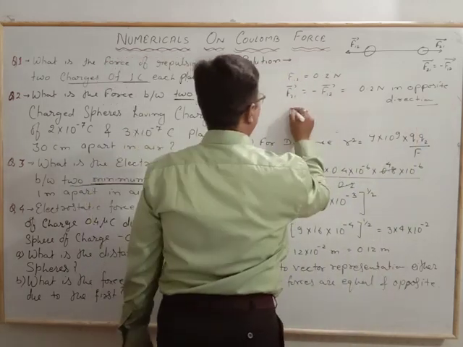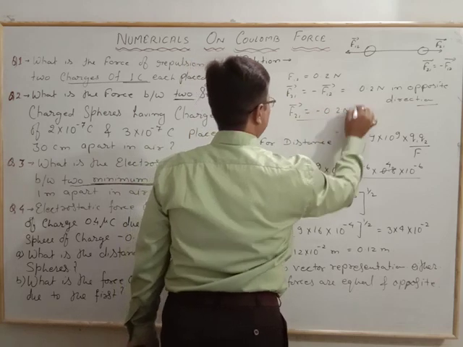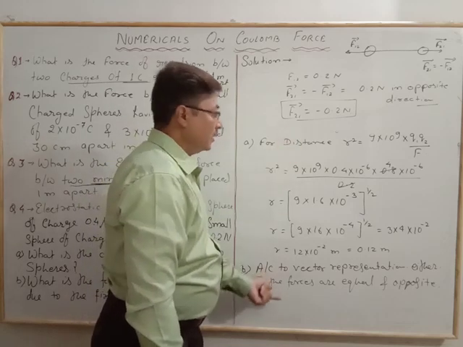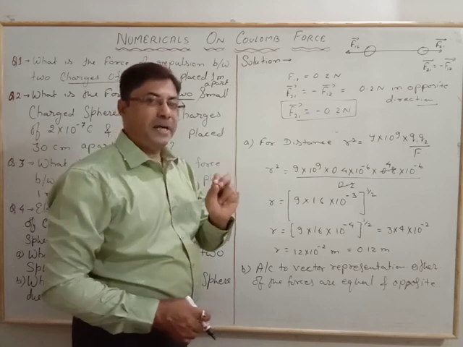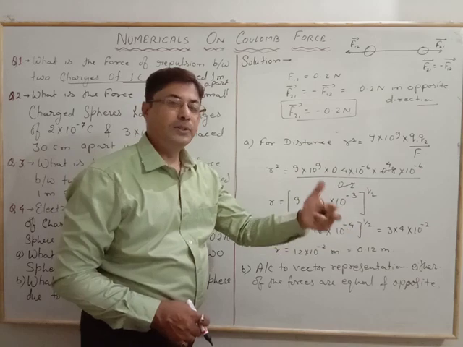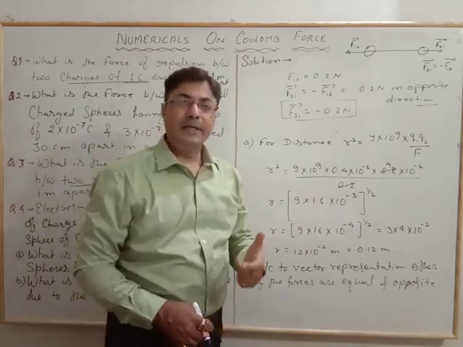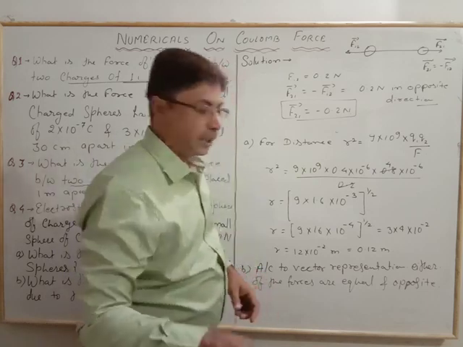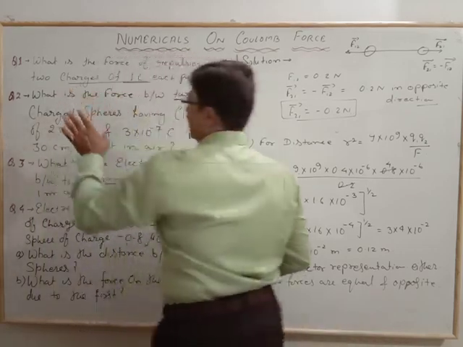Or you may write the F21 vector is equal to minus 0.2 Newton. That means here is the equal and opposite force. Whatever force is experienced by the one, a similar, equal force is experienced by the other due to the first. So these four are simple problems related to the Coulomb force. Now gradually, the next question is a somewhat more typical one.